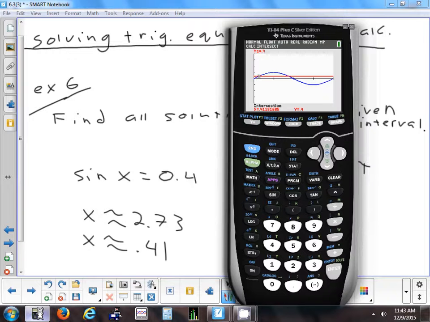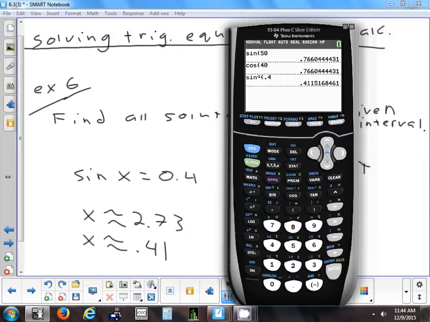Now, Autumn, what did you mention earlier about a different way to solve that? You would have put inverse sine of 0.4, and then it should come out with one of those. Okay, it gives me the 0.41. We're going to talk about if you use the calculator and you have the 0.41, how do you get the 2.73? Really it all depends on the quadrant that your answers are in. So we'll talk more about that when we get closer.